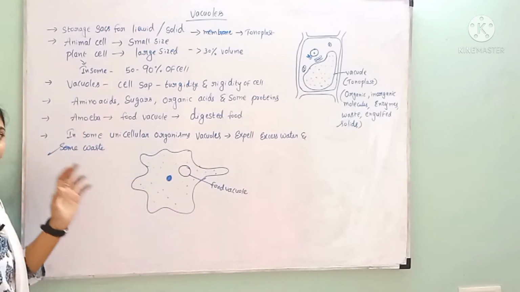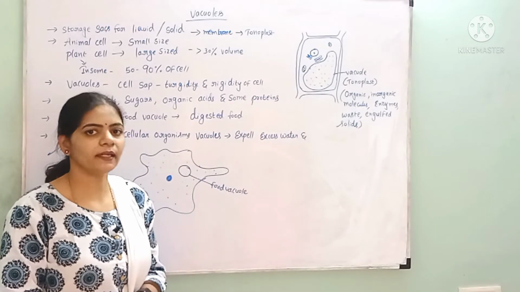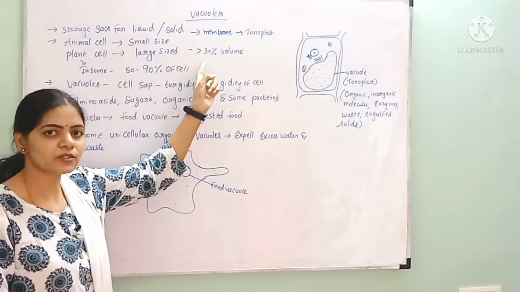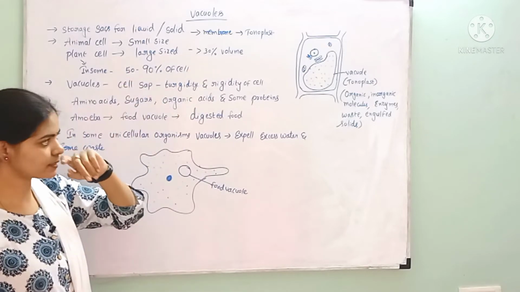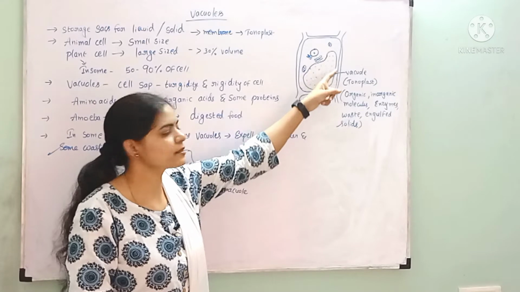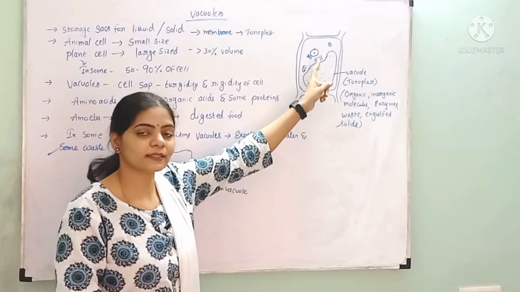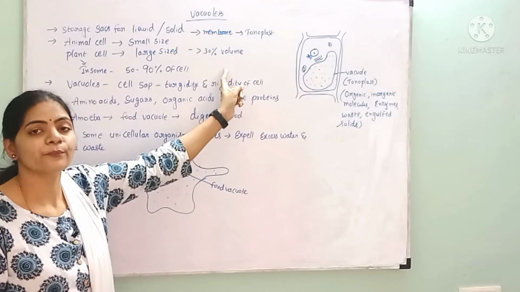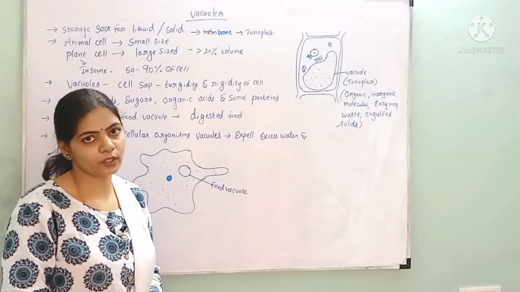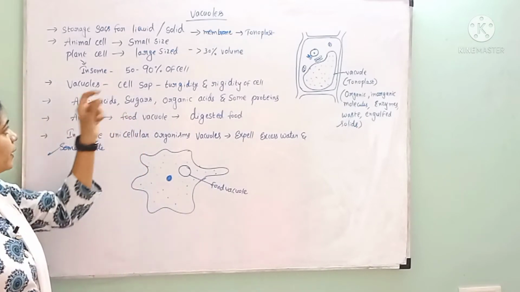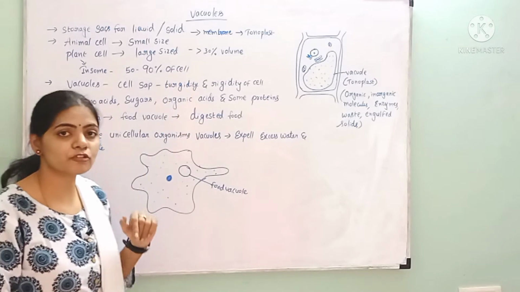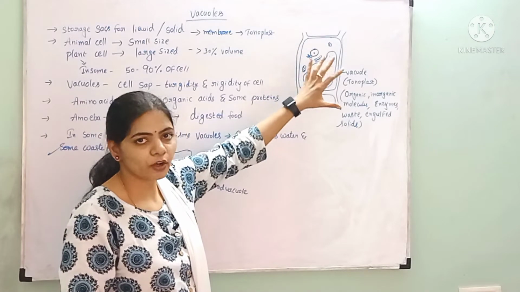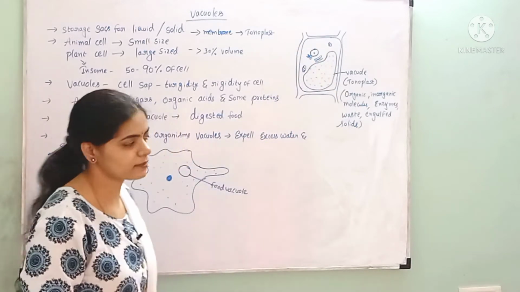These vacuoles are present both in plants and animals. But animal cells have small sized vacuoles when compared to plant cells. This is the plant cell, see how big it is. In plants, the size of the vacuole is large and it may occupy more than 30% of the cell volume. Sometimes they may occupy 50 to 90% of the cell, and push all the cell organelles into a corner.